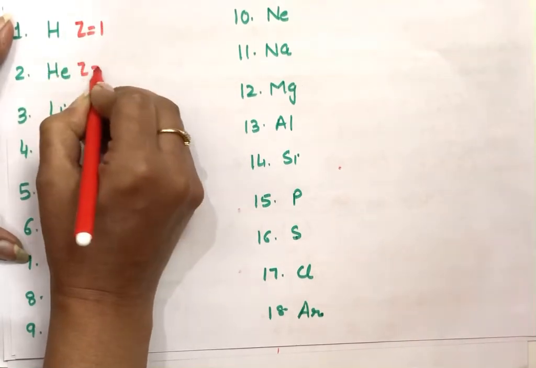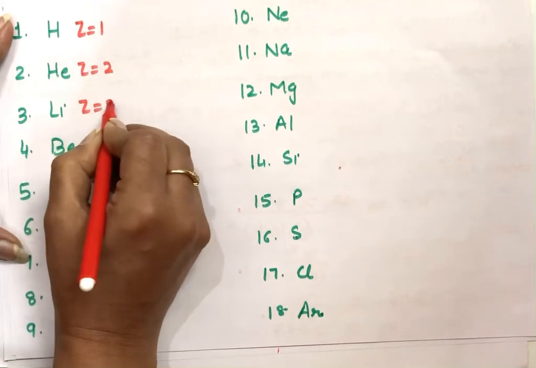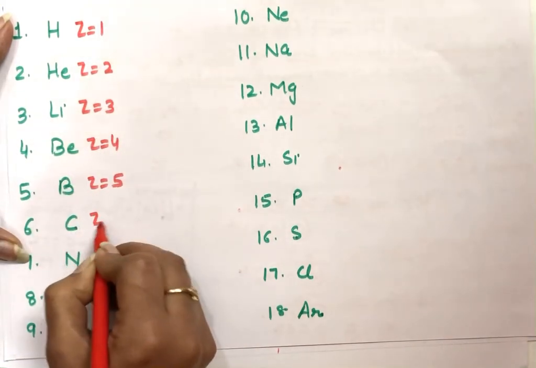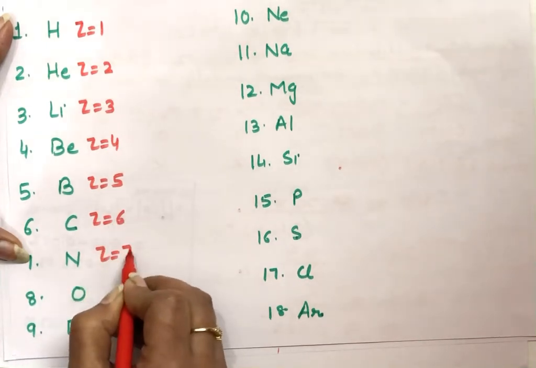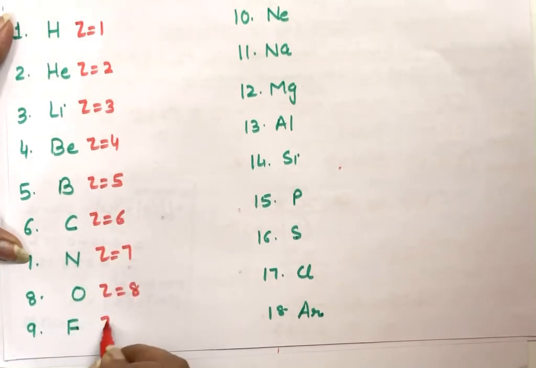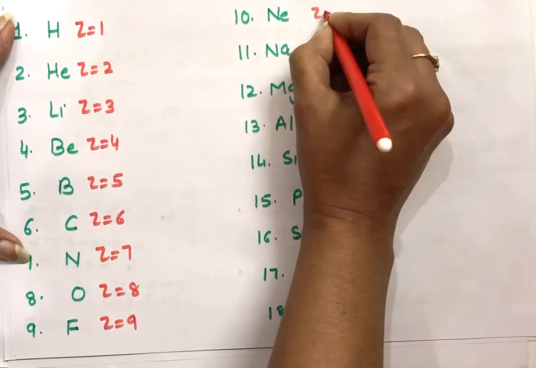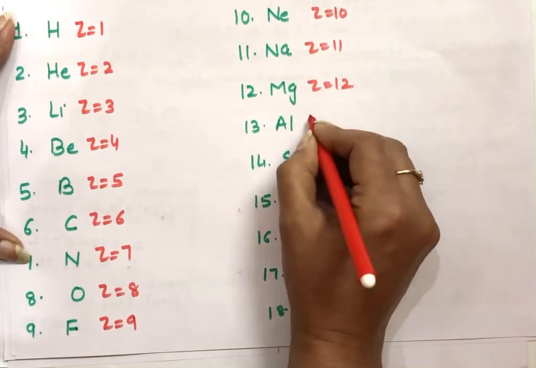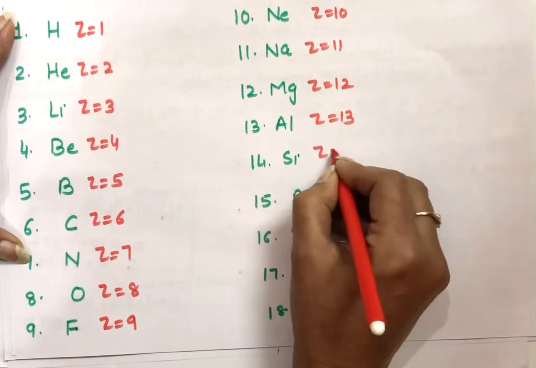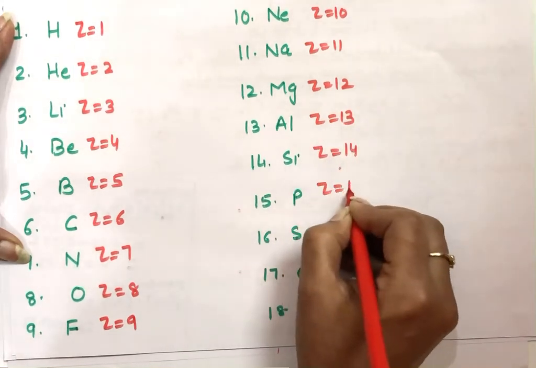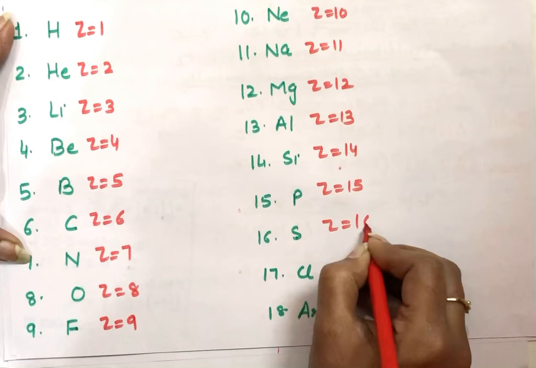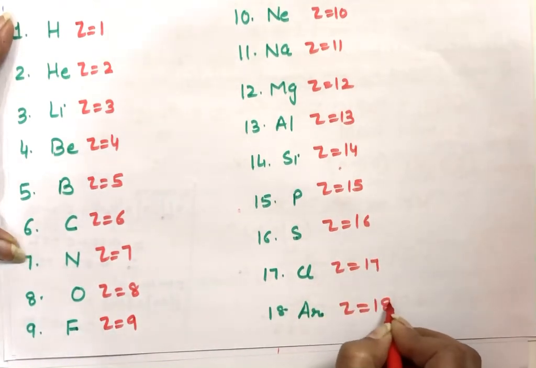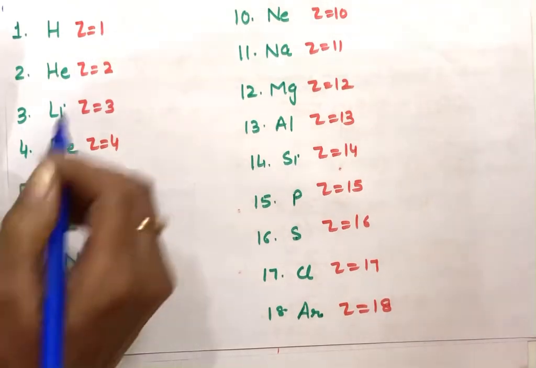Atomic number, I have written them in the same order only. So atomic number is increasing by 1. This is 6, 7, 8, 9. This is 10, 11, 12. Atomic number 13, 14, 15. Because from atomic number only we write electronic configuration, the arrangement of electrons in an atom.